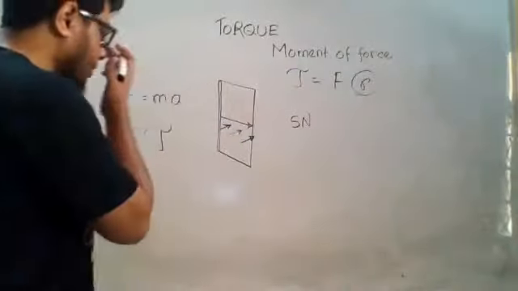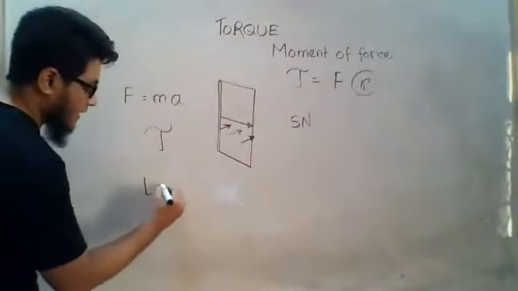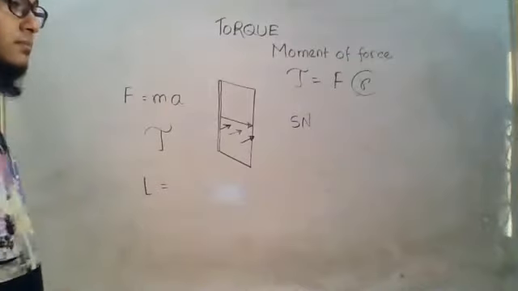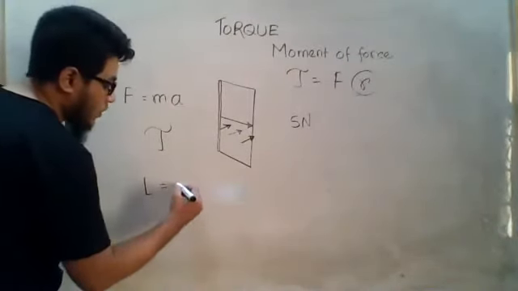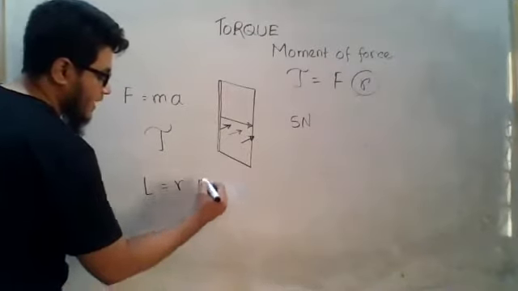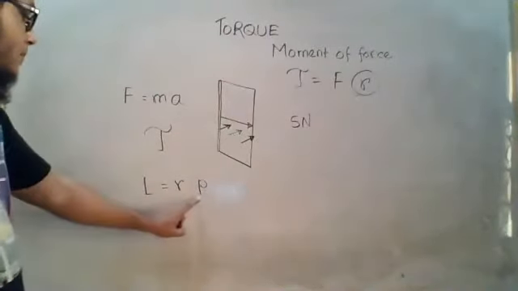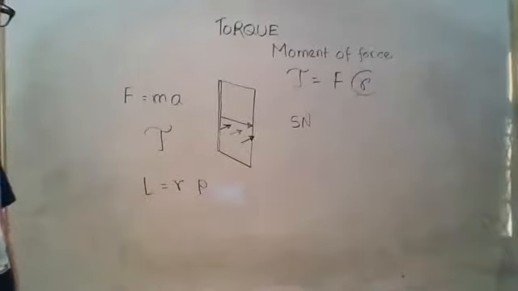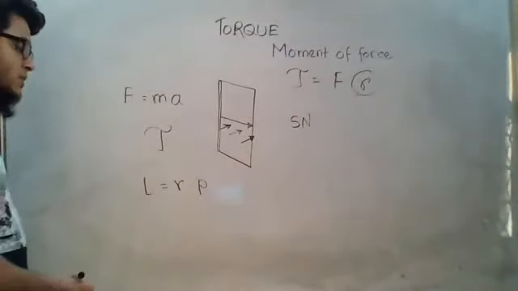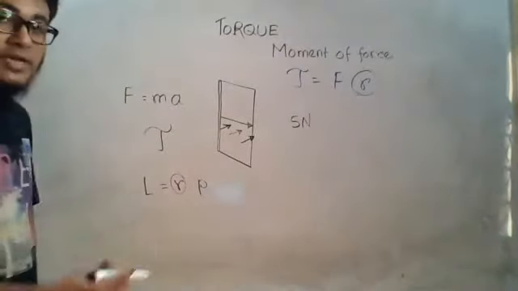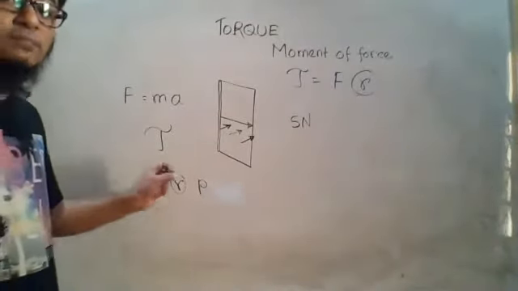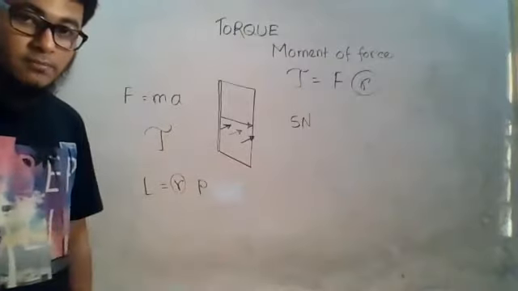Now, I would like to take you one class back. If you remember, in the last class we discussed about angular momentum. Angular momentum was the cross product of the radius vector and the linear momentum, right? So here what we can say, as I'm multiplying the distance from the center with linear momentum, can I say that angular momentum is the moment of the linear momentum?